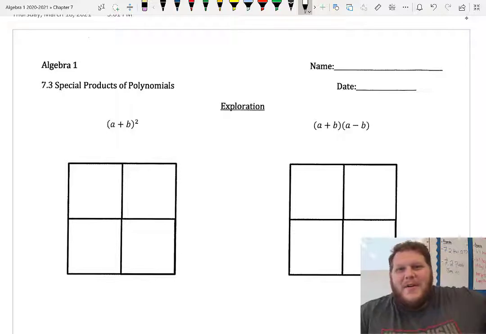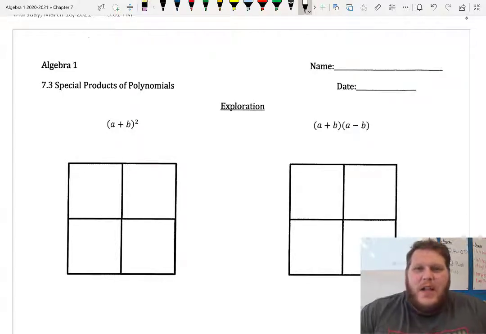Hey guys, today we are looking at 7.3, which is all about special products of polynomials. So today's section is going to be a little bit different, a little bit weird. We're looking at multiplying polynomials together. We're looking at a couple of special patterns.